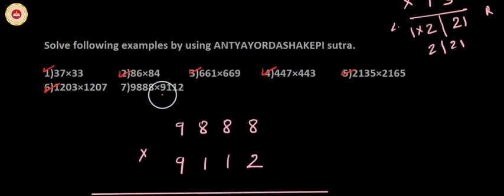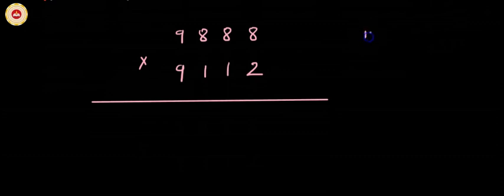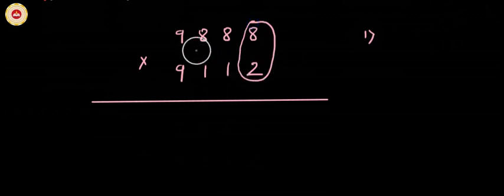Seventh example, 9888 multiplied by 9112. First condition, sum of the last digit or digits in both of these given numbers should be 10 or its powers. See, 8 plus 2 is 10, definitely, but these three remaining digits are not identical. So friends, let us check the possibility of these three digits. Okay, sum of these three digits and these three digits to be 10 and its powers.